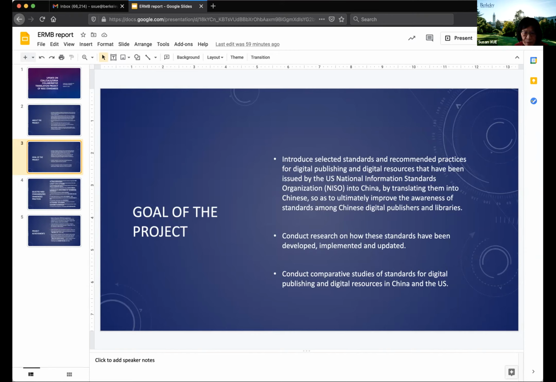Also, the project team conducted research on how the standards have been developed, implemented, and updated. The study also included comparative studies of standards for digital publishing and digital resources in China and the US.